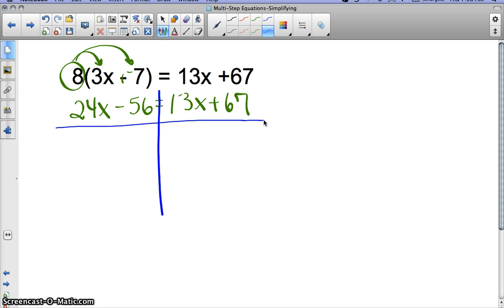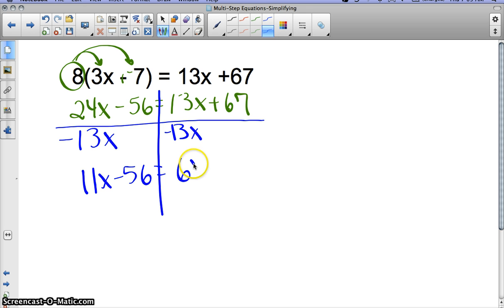Now we do up our t-chart. Variables on both sides. Which one has more, left side or right side? Is 24x bigger than 13x, or is 13 bigger than 24? I hope everybody realized 24 is bigger than 13. So now we need to move our 13x, and the only way to get rid of it from the right side is to subtract it. 13x minus 13x gives us that 0 that we're looking for. So we subtract 13 from 24, and we're left with 11x minus 56 equals 67.